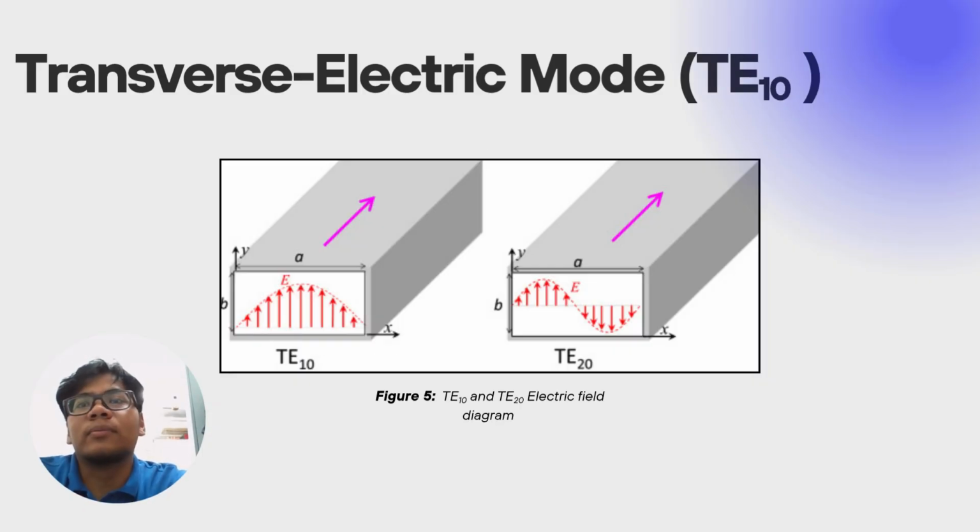For TE10, the 1 means that there is one half wave variation across the width of the waveguide. For TE20, the 2 means there are two half wave variations across the width. The first index refers to the width and the second to the height of the waveguide.